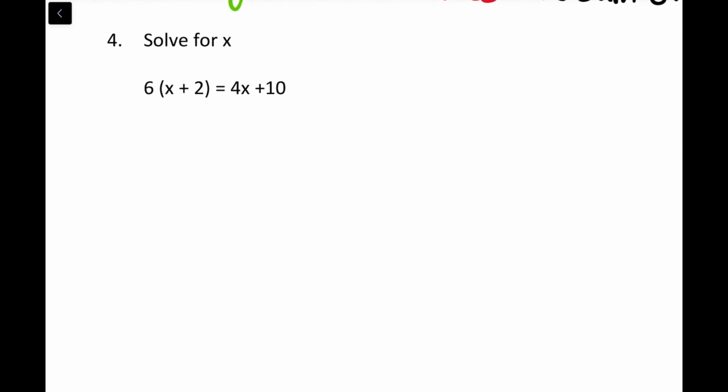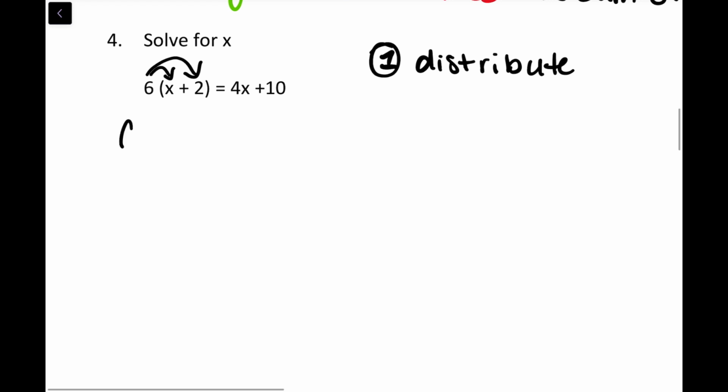Now we want to solve for x, and we're given 6 times the sum of x and 2 is equal to 4 times x plus 10. So the first thing I want to do is distribute. When you see grouping symbols, you want to get rid of those first as best you can. So I'm going to multiply 6 by x and 6 by 2. 6 times x is 6x. 6 times 2 is 12.